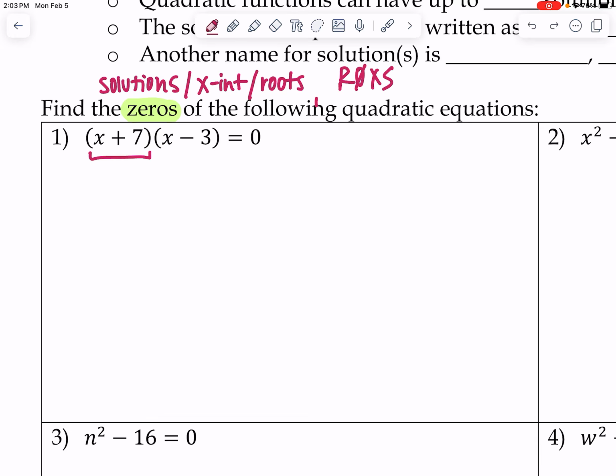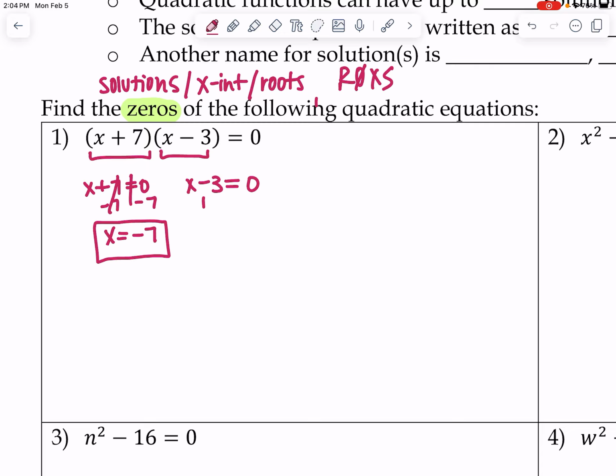If this factor times this factor equals 0, one of these factors had to have been 0. So what we do is we set each factor individually equal to 0, and then solve these linear equations just like we did in the warm-up. In this case, I would subtract the 7 from both sides, and that would give me x equals negative 7. In this case, I would have to add, always doing the opposite, the inverse operation, to cancel it out. And so I get x equals negative 7 and x equals 3.